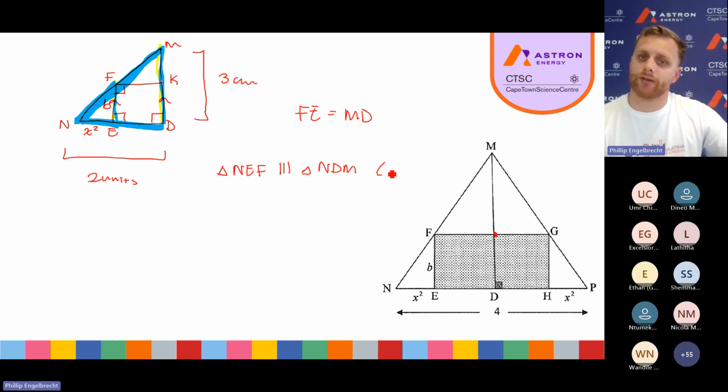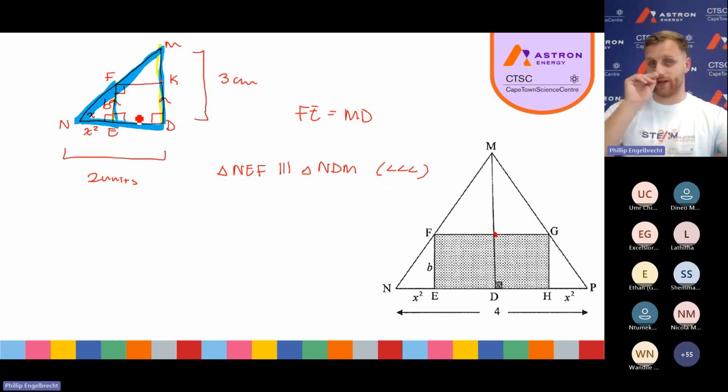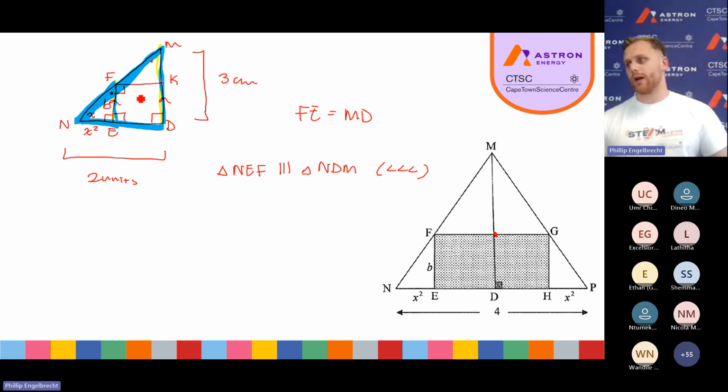NDM, and my reasoning was angle, angle, angle. Remember, because this angle here is common, okay? This angle is the same as this angle, right? Because of the sides being parallel. And finally, this angle is the same as this angle because of angle sum triangles. Again, you did not have to go into too much depth, okay?